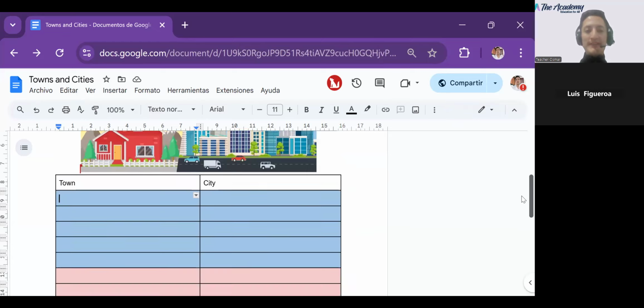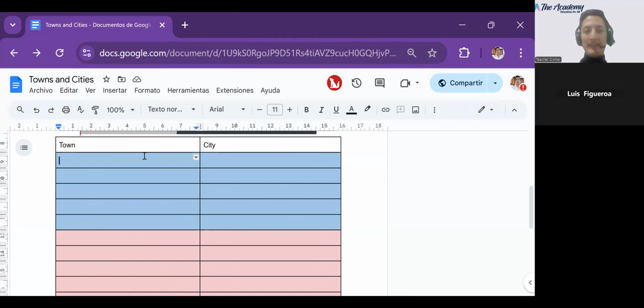Excellent, and we can start grading. To the left, we have town, es decir, el pueblo, and to the right, we have the city. Luis, a la izquierda, en la parte azul, in the blue section, tienes que escribir ventajas, advantages. Advantages of living in town. Ventajas de vivir en el pueblo, in town.